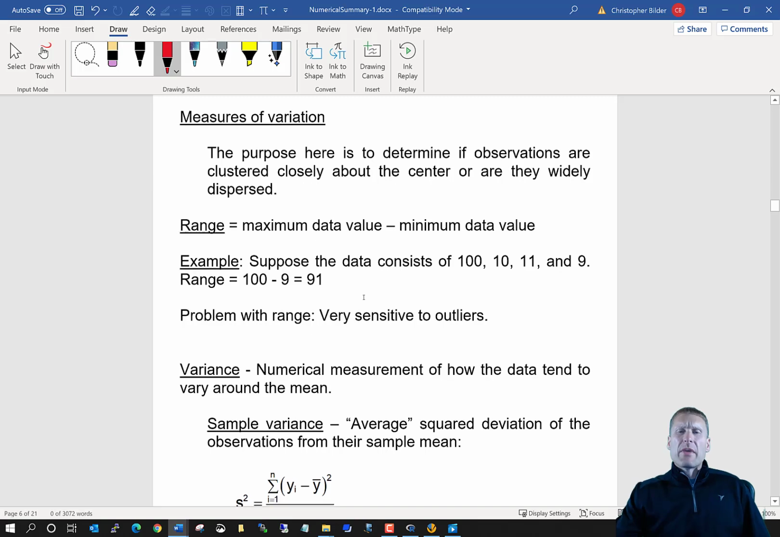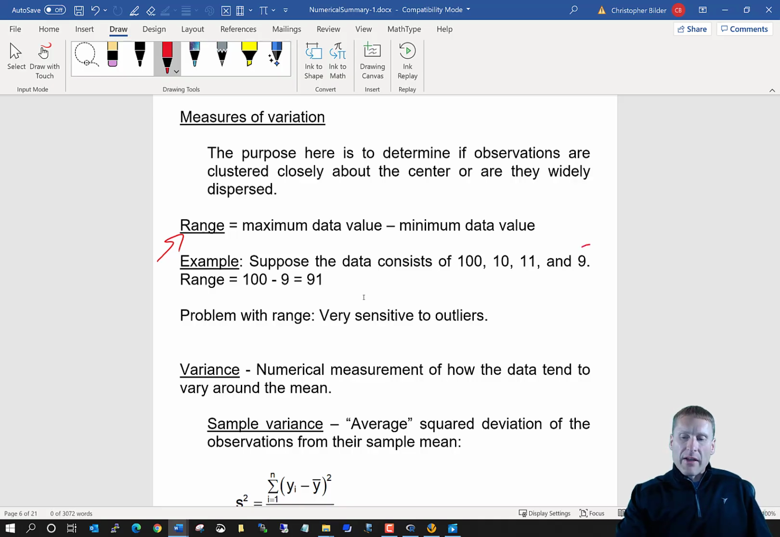So let's talk about some measures of variation. In other words, I want to know how these items vary through the data set. Are these observed values far apart, or are they close together? So one simple measure of variation is the range. And simply, it's the maximum value minus the minimum value.